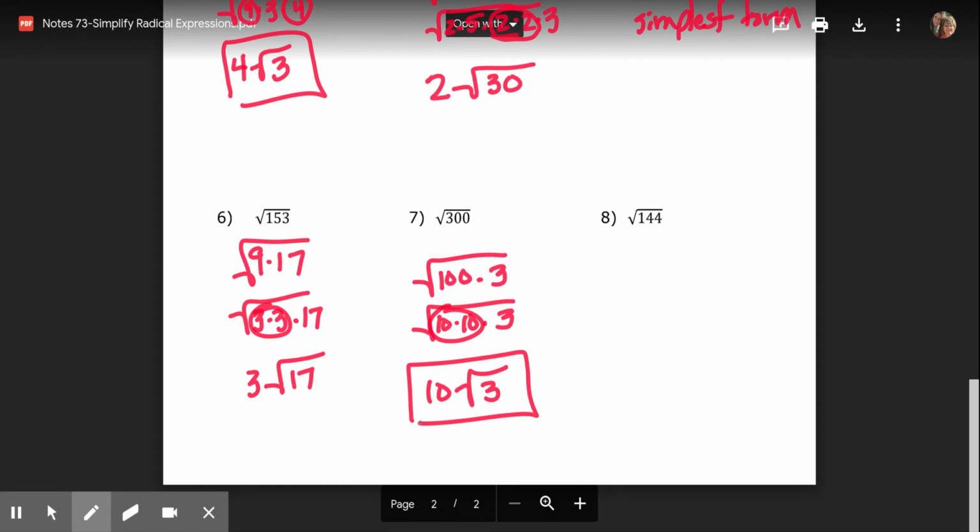144, this is a perfect square. Square root of 144 is 12. That's your final answer. It is not the square root of 12. It is the whole number 12, because this would be 12 times 12. And so that's your pair you would bring out. A lot of people get those perfect squares confused, and they want to put it back inside a radical, but it's not. It is a whole number.